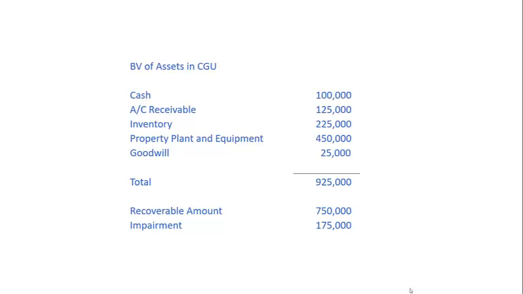Impairment would need to be considered because there is goodwill in this cash generating unit, and it would need to be done annually. And if there wasn't goodwill, it would need to be done if there was an indicator of impairment. Irrespective of whether we're doing it because there's goodwill or there's an indicator of impairment, we have calculated the recoverable amount. It's $750,000. And what we can see here is we need to recognise impairments or write-downs of assets in the total of $175,000.